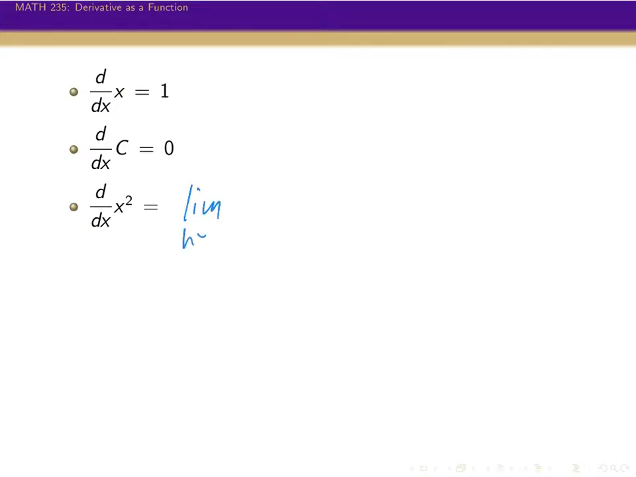Let's use the h goes to 0 here. So if I'm plugging in x plus h into there, then that gets squared, minus x squared, all over h. I think we did something like x squared before, using the other definition. The algebra works out a little bit differently using this definition, but it ends up being the same thing.